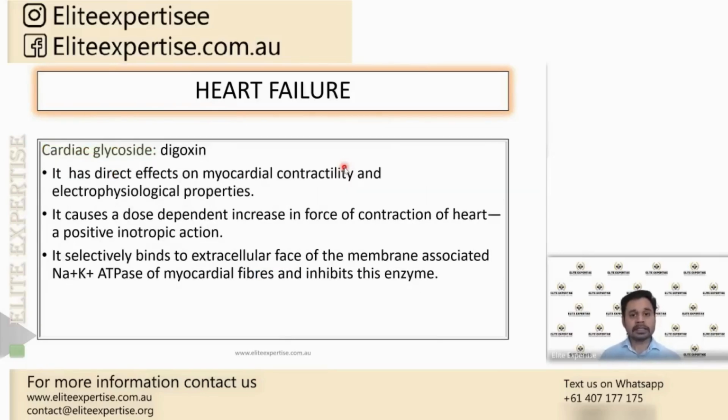Then the next class of drug, the last one and the most important one, is digoxin. Digoxin is a cardiac glycoside. We know that digoxin has a positive inotropic property, which means that it increases the force of contraction. The main mechanism of action of digoxin is that it acts at the sodium-potassium ATPase pump, and indirectly it increases the calcium levels. Due to the increase in calcium levels, it causes contractions in the cardiac myocyte.